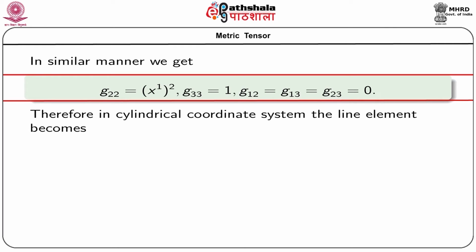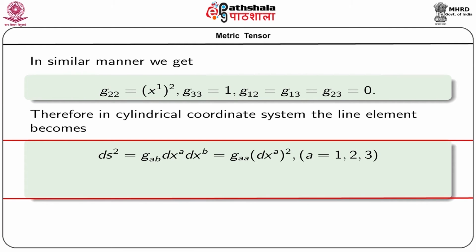Therefore, in the cylindrical coordinate system, the line element becomes ds square equals gab dxa dxb, which equals gaa dxa square, because all gab with a not equal to b are zeros. So it takes the form dx1 square plus x1 square dx2 square plus dx3 square. So, in a cylinder, if we want to find the distance between 2 points, we have to use this formula: ds square equals dx1 square plus x1 square dx2 square plus dx3 square.